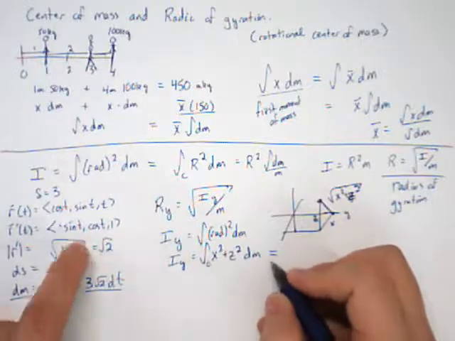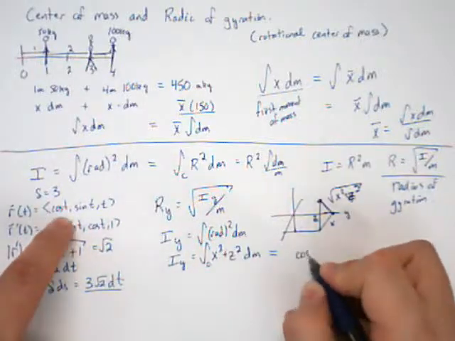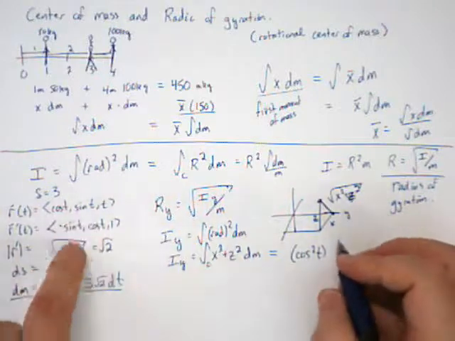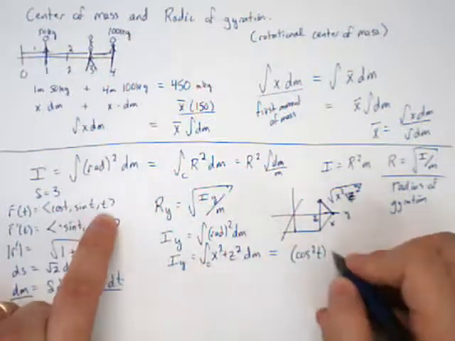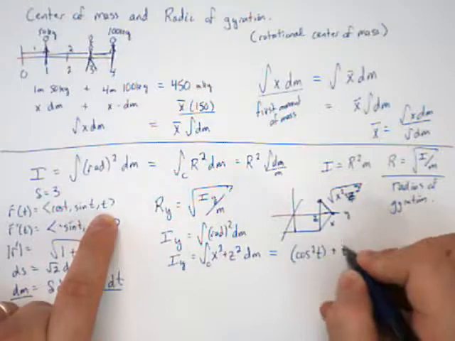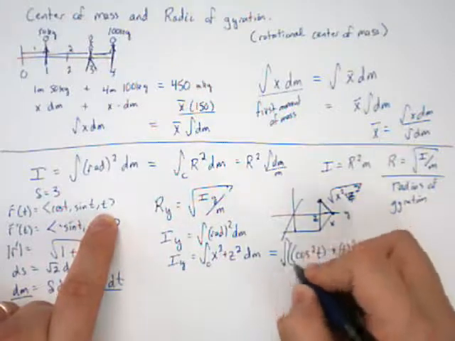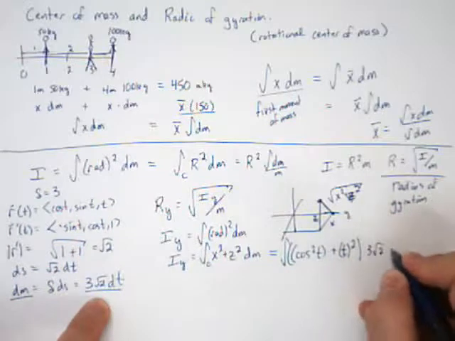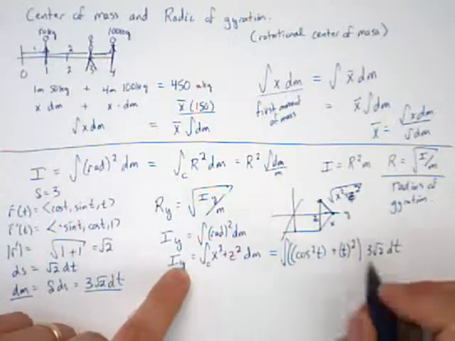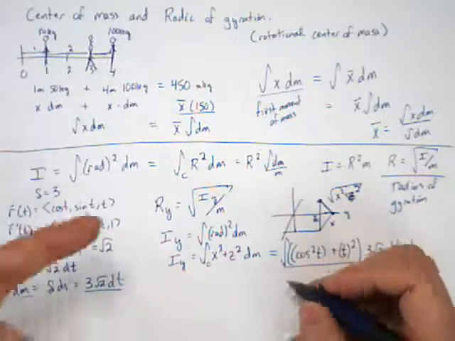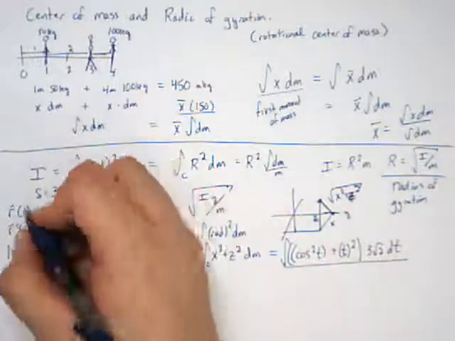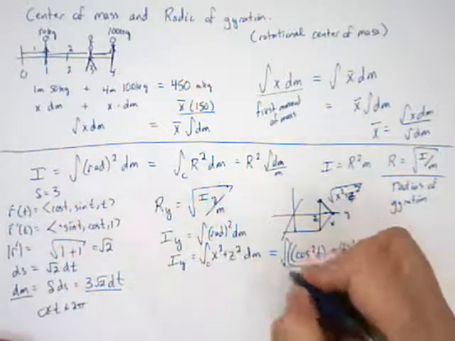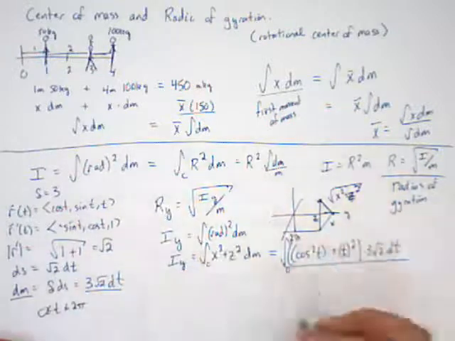Well, I know the x value is my cosine, so that's a cosine squared. I need to know my next value, the z value, which is a t. And then I need to multiply that by dm, which is 3 root 2 dt. That's my inertia about the y. I do need bounds. If I want to go around the helix once, then the bounds are going to go from 0 to 2 pi. So we'll put a 0 to 2 pi in.